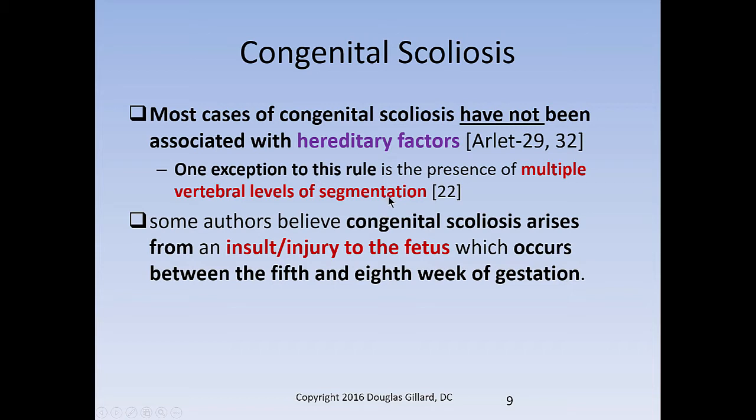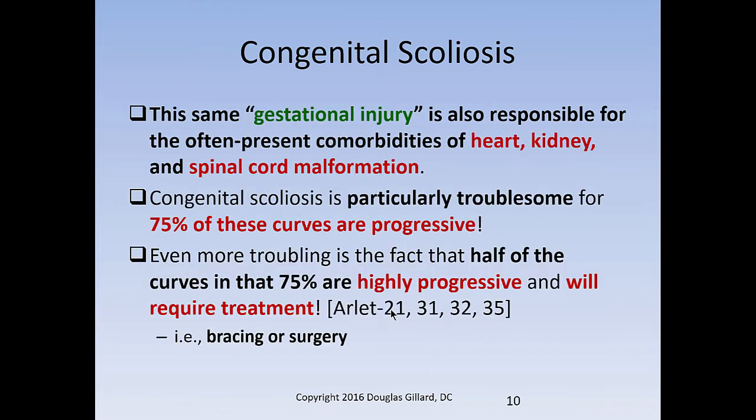That's your block vertebra. Some authors believe congenital scoliosis arises from an injury or insult to the fetus that occurs between the 5th and 8th week of gestation. So something happened probably before the mother even knew that she was pregnant. Maybe she got x-rayed, or she had a hard night of partying, or who knows what happened. But something happened, we still don't understand it. The same gestational injury theory is also responsible for the other comorbidities that often exist, including heart, kidney, and spinal cord malformations, as I just said.